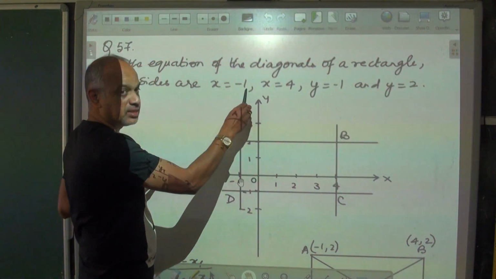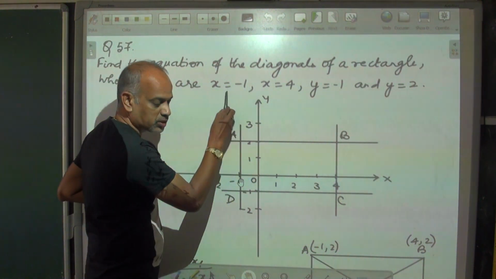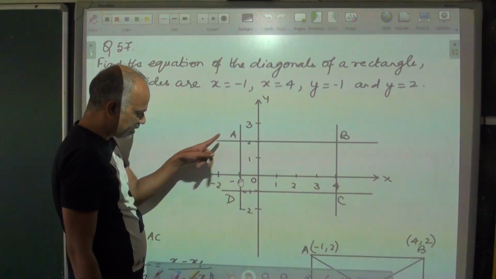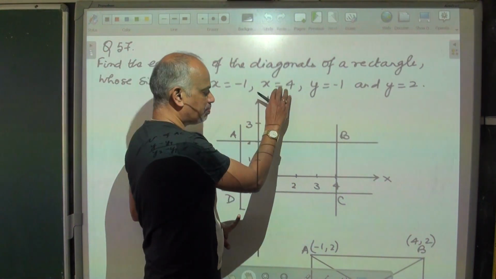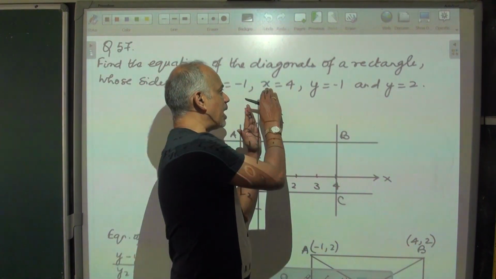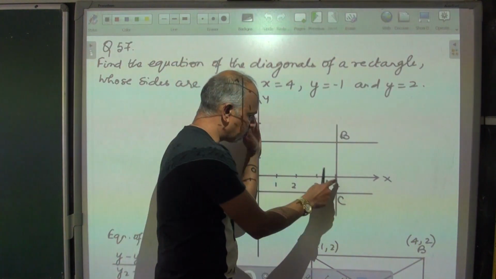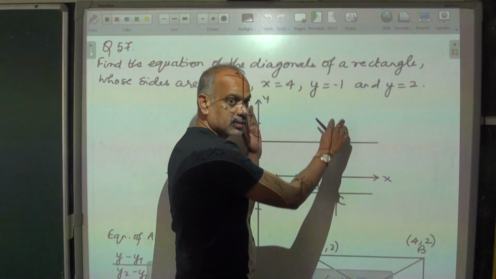This is the line x is equal to minus 1. It should be parallel to the y-axis and it should pass through x value minus 1. Okay, that's the first line I got. Next, x is equal to 4 means it should be parallel to the y-axis, parallel to this, and it should pass through x value 4. X value 4 is this one, and it should be parallel to the y-axis. So that's the second line.